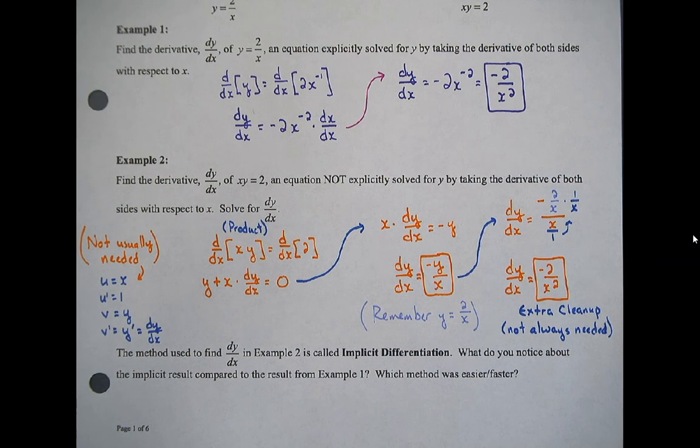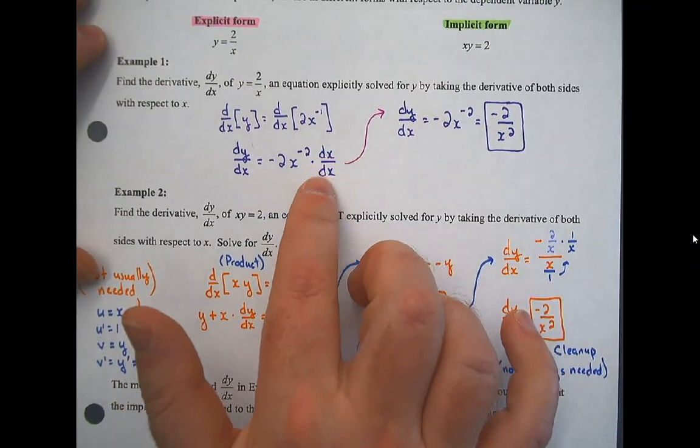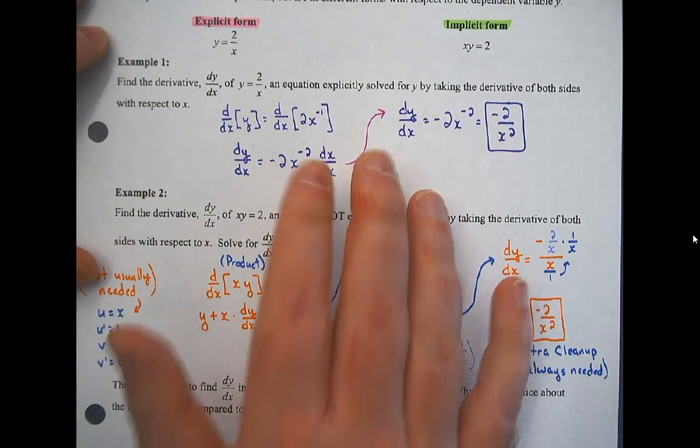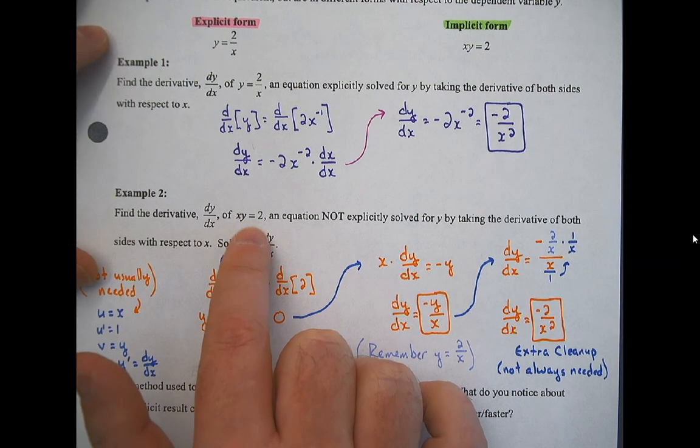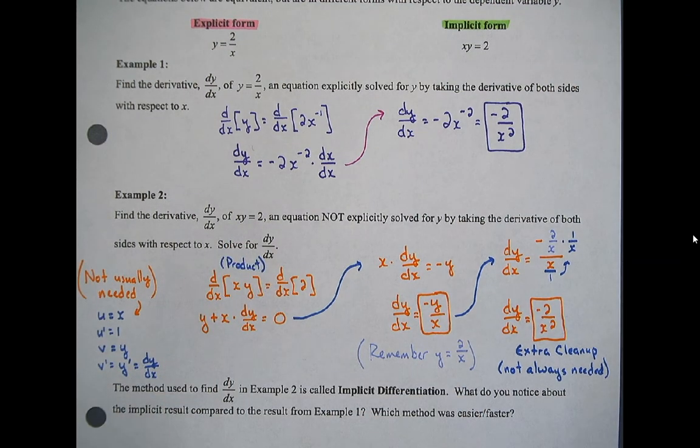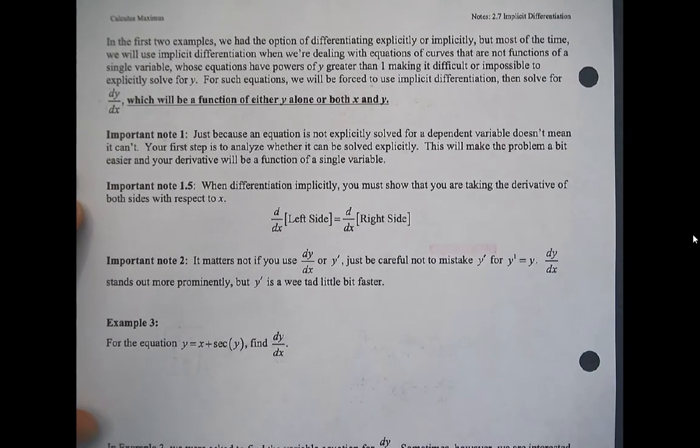Okay, so notice which way is way quicker? Obviously, this way is way quicker. So if you can get an equation that's not solved for a variable, solve it for that variable if you can. If you can't, then you're stuck with implicit differentiation. All right, so that's kind of what the back part's talking about here.